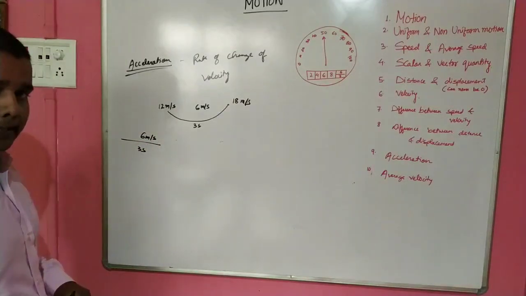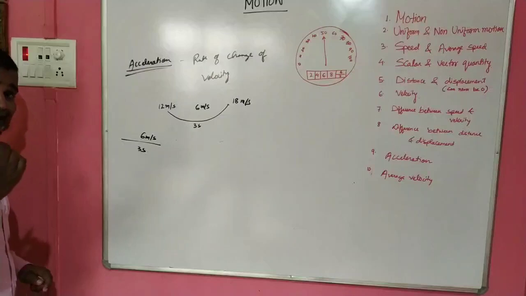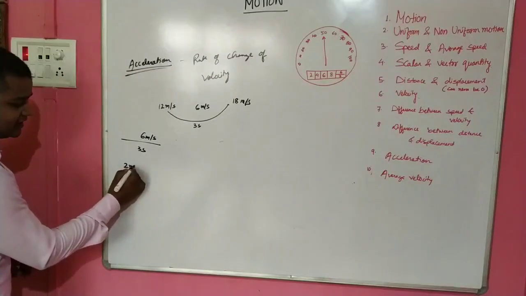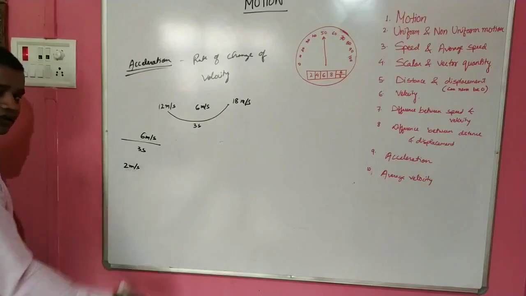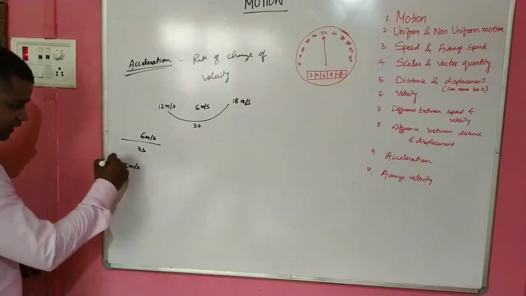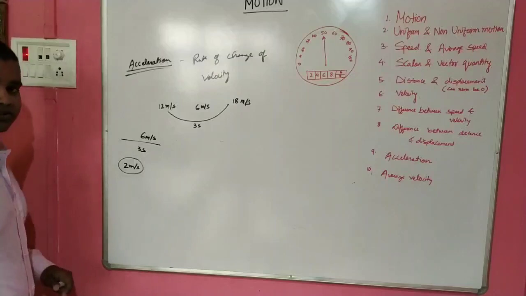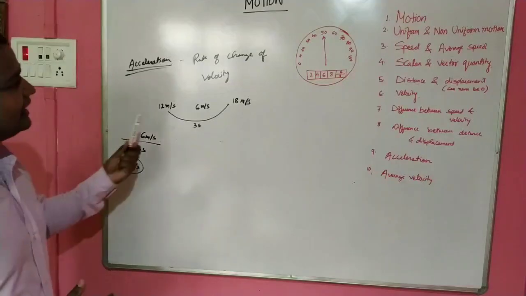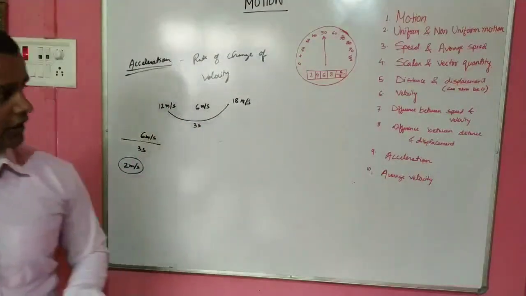So in 3 seconds, there is a change of 6 meter per second. So what do you think, what is the change in 1 second? In 1 second, the change is 2 meter per second. So this is actually acceleration. This is the rate of change of velocity per unit time. Okay. So acceleration can be defined as the rate of change of velocity per unit time.